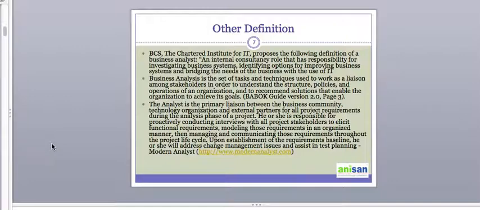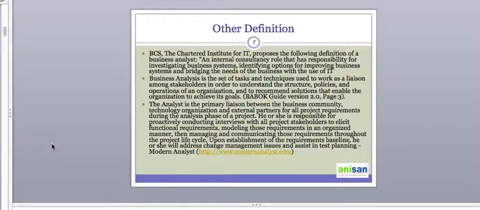Now again one more definition is taken. This is the BABOK Guide version 2, page 3, which talks about business analysis as a set of tasks and techniques. Tasks mean this series of activities, and the tasks we take using some of the BA techniques to liaise among the stakeholders in order to understand the structure, policies, and operations of an organization. So in general we understand the organization, including the product, services and other parts, and recommend solutions that enable the organization to achieve its goals.